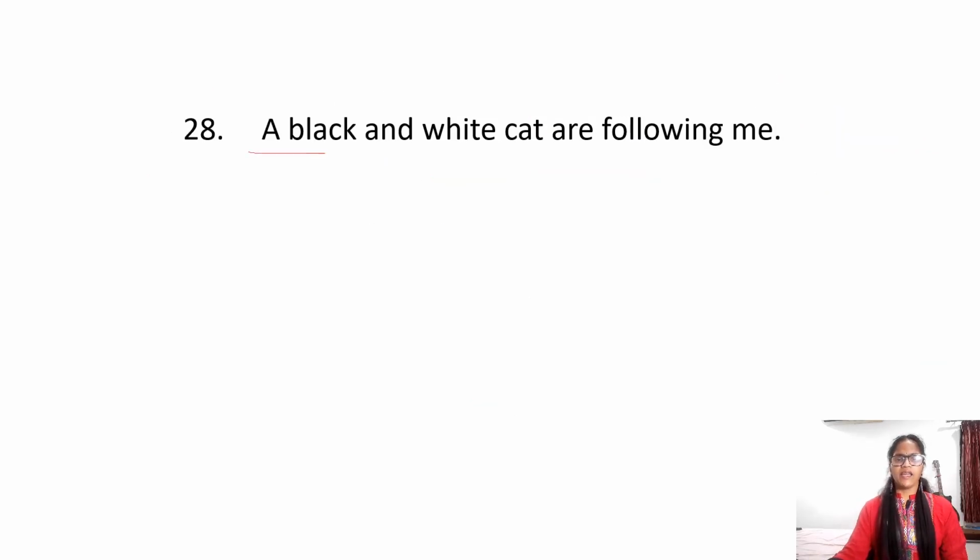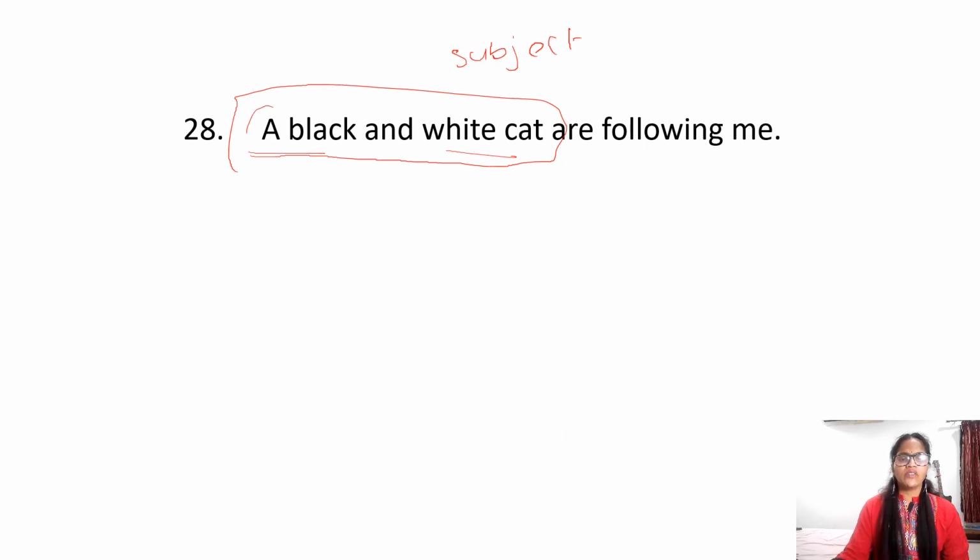Next, a black and white cat are following me. A black and white cat is our subject. How many cats are here? Are these two cats or do we have only one cat? Now how to identify whether there are two cats or only one cat? Use of article. If the article is used for both nouns, then here we have two cats. But here the article is used only for one noun. It means we have only one cat. A black and white cat means one black and white cat. So the subject is singular and a singular subject takes a singular verb. So a black and white cat is following me is the correct answer.